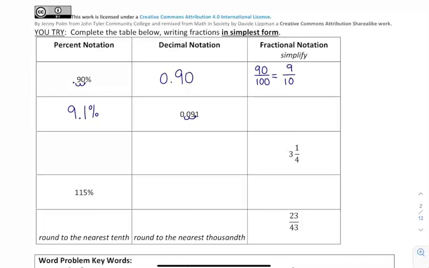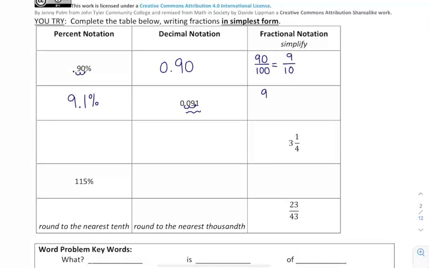Now here, if we want to get this into fractional notation, we can't have a decimal and a fraction, so this is where it would be useful to think about this 91 thousandths. That's representing 91 out of 1,000, and it turns out you cannot divide either of those numbers by the same thing, so this is actually simplified.